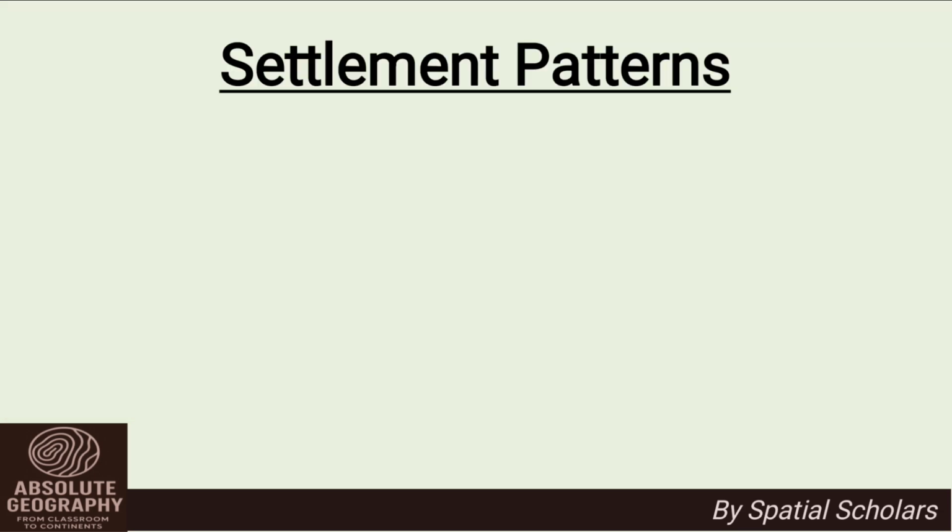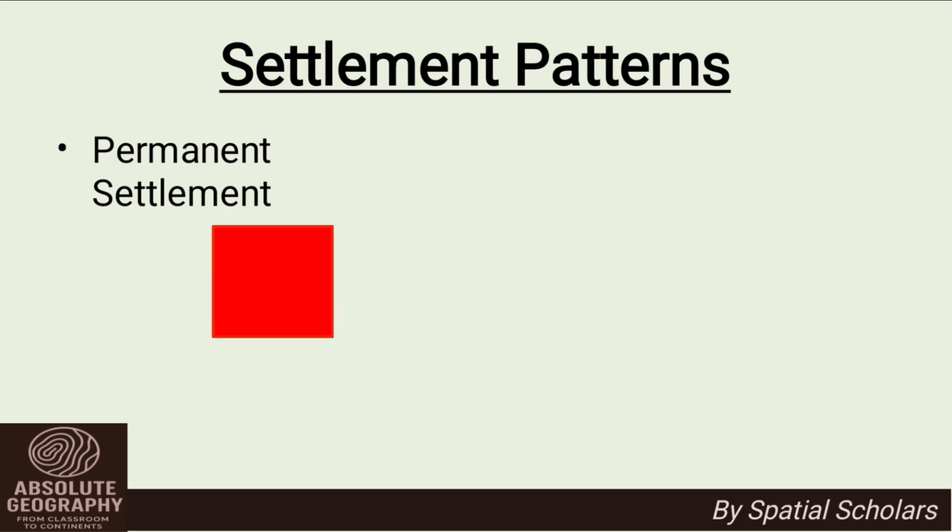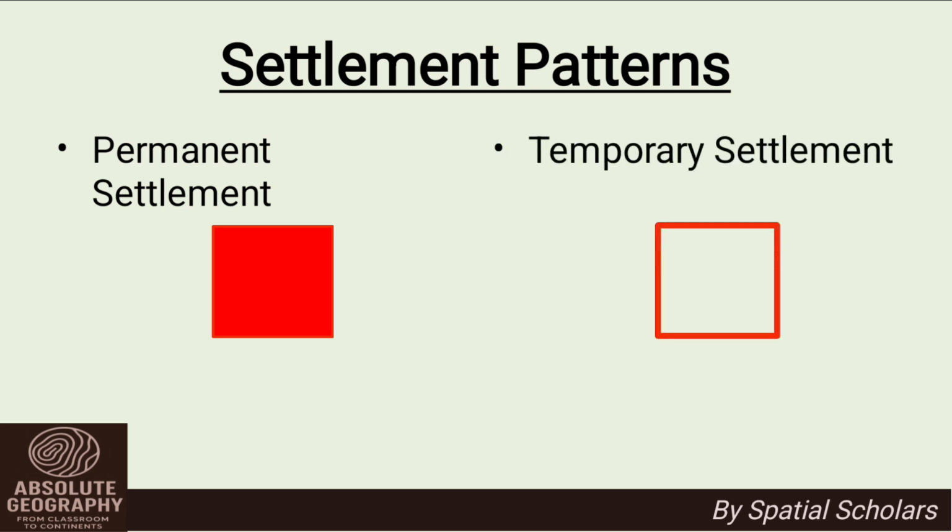Now moving on, the arrangement of houses in a settlement is called settlement pattern. On a topo sheet, we identify settlement patterns by observing the distribution of red squares or built-up area. One thing to be noted is that settlements can be permanent, shown by solid red squares, such as a residential area in a city, or they can be temporary, shown by hollow red squares, such as tents or caravans.